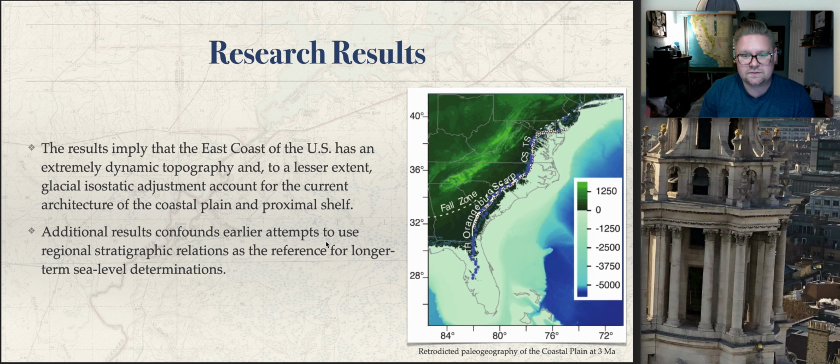That brings us into some of the results. So the results imply that the east coast of the U.S. has an extremely dynamic topography, and to a lesser extent, glacial isostatic adjustment accounts for the current architecture of the coastal plain and proximal shelf. So what does that mean? Well, I think that most people assume that California and the West Coast has had a tremendous amount of dynamics when it comes to topography, but I think that this is bringing in the idea that the east coast of the U.S. has undergone a very different type of dynamics.